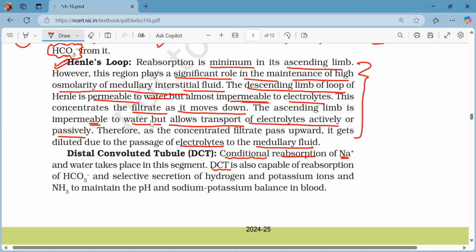Now the distal convoluted tubule is also capable of reabsorption of the bicarbonate ion, and selective secretion, meaning it will secrete the hydrogen and the potassium ion and the ammonia into the filtrate so that the pH is maintained and so that the sodium-potassium balance is maintained in the blood.